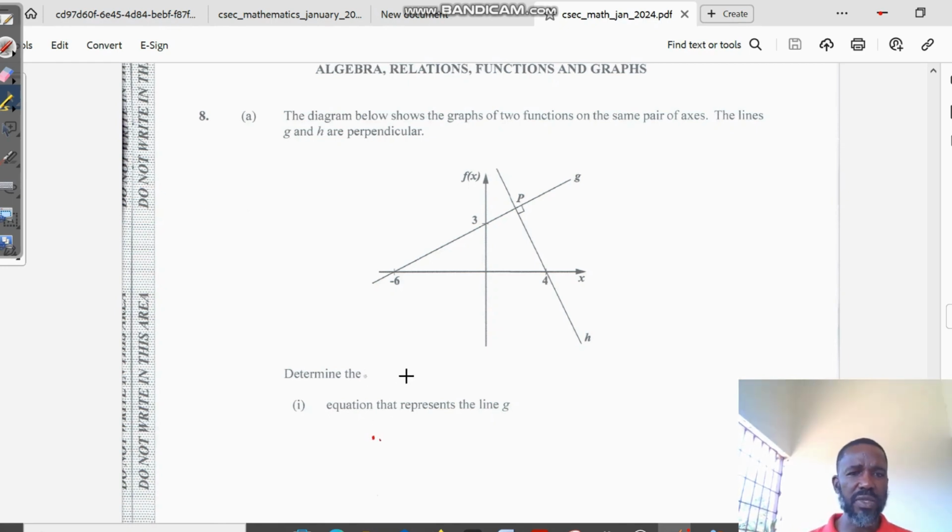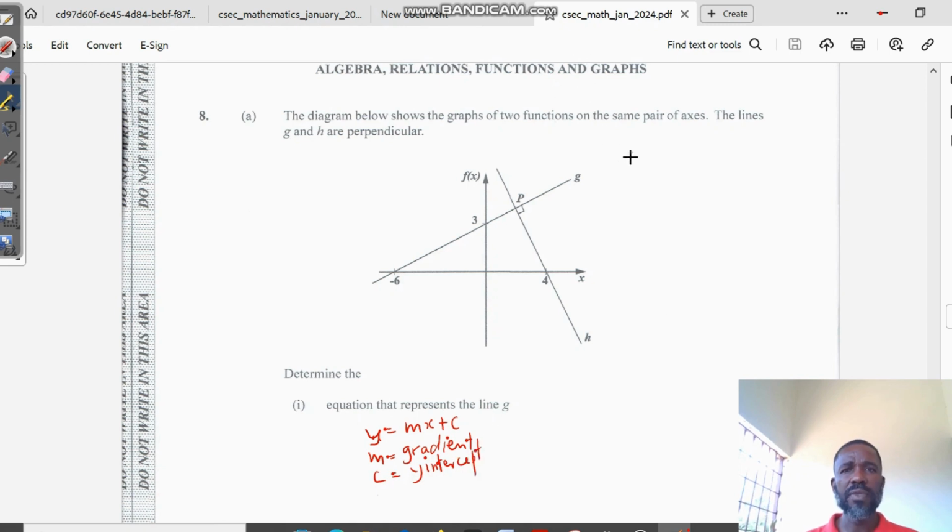So one of the first things we need to remember is that the equation of every straight line is y equal to mx plus c, where m is equal to the gradient of the line and c is equal to the y-intercept. So those are the first two things that we need to remember.